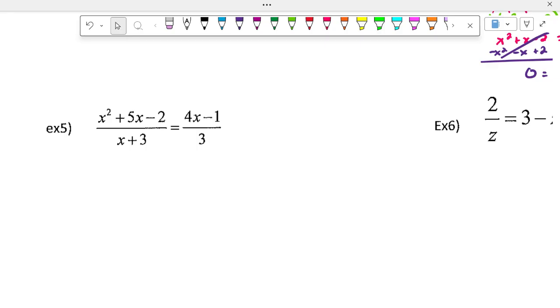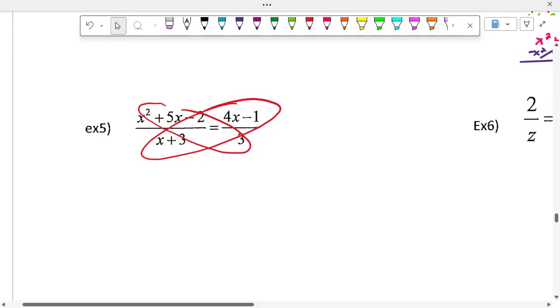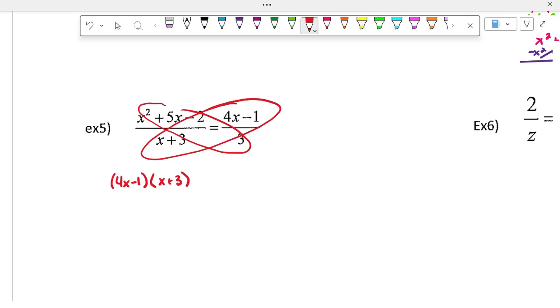So if you still have an x squared and it's quadratic, set one side equal to 0. If you don't have an x squared, it's linear, so just solve for x like normal. And make sure you check for extraneous solutions at the end.